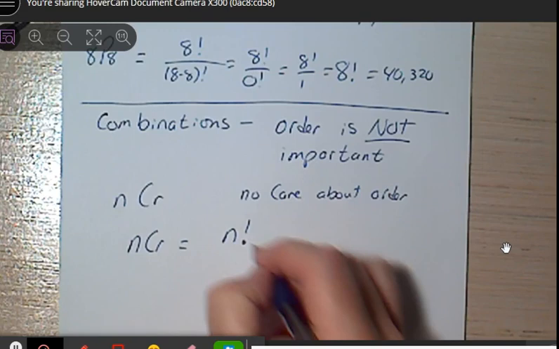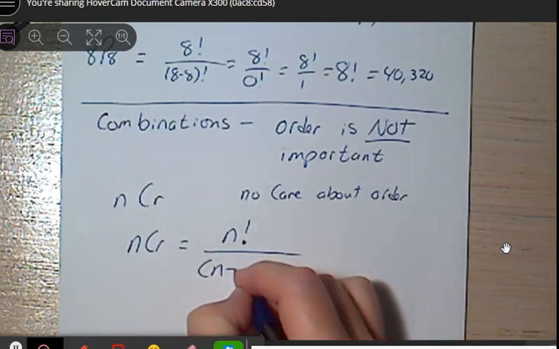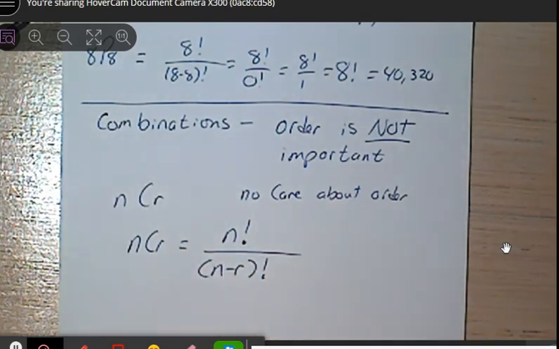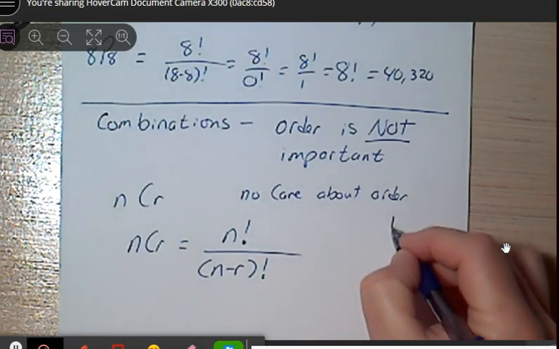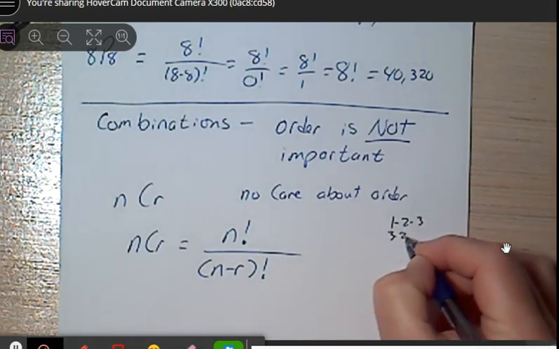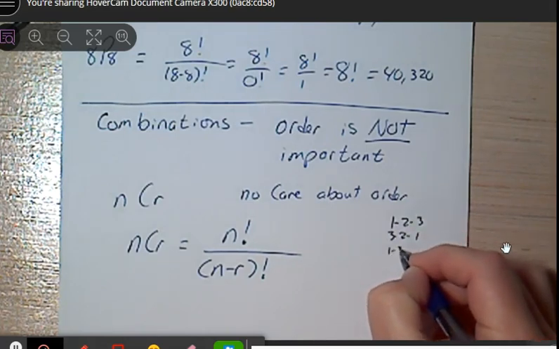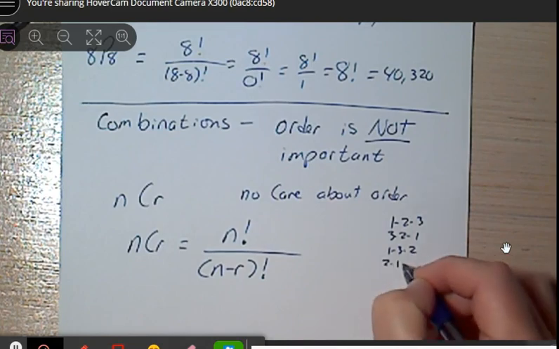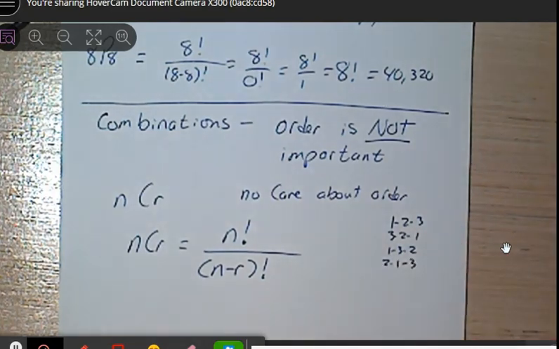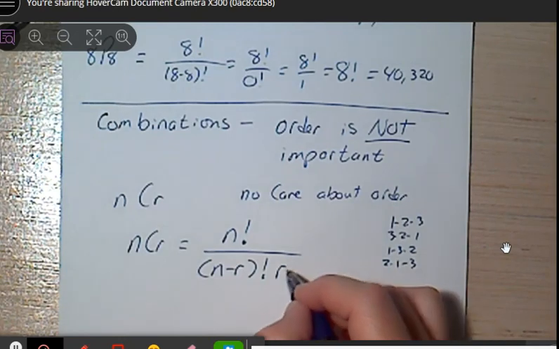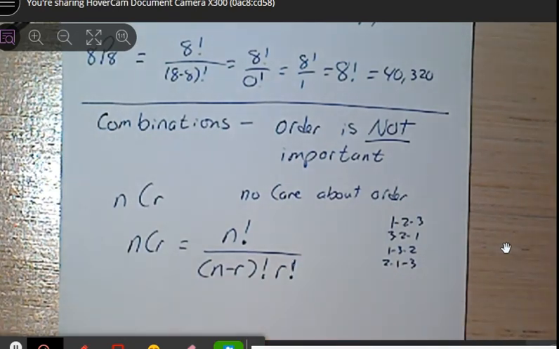Still going to do n factorial over n minus r factorial. But because you don't care about the order, you wind up taking out the repeats. 1, 2, 3 is the same as 3, 2, 1 is the same as 1, 3, 2, which is the same as 2, 1, 3. So you've got all these repeats in here that you're going to go back and take out as well.